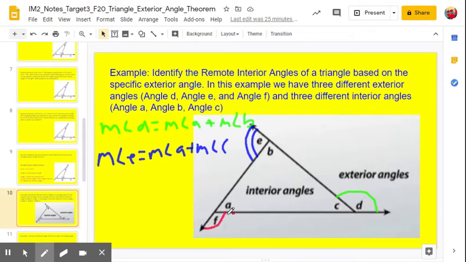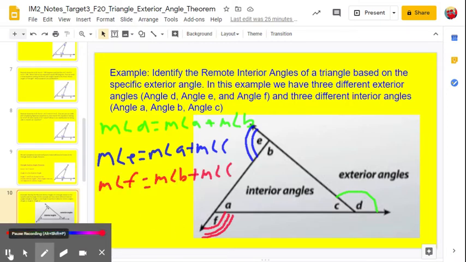All right, one more. Let's say we use angle F as our exterior angle. What are the remote interior angles now? So when F is our exterior angle, our remote interior angles are angle B and angle C. Again, do you see how angle A is adjacent to angle F? Or you can think of it as angle A and F form a linear pair. So we're talking about the other 2 angles. So measure angle F equals the measure angle B plus the measure of angle C.